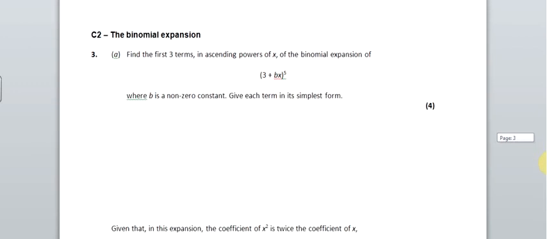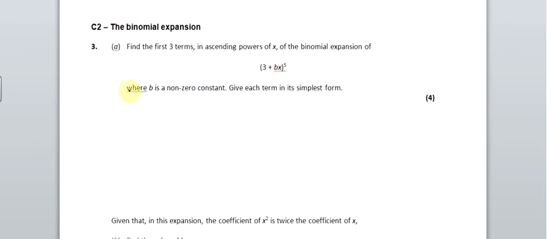Core 2, a bit of binomial before we finish. So question 3: find the first three terms in ascending powers of x of the binomial expansion of this bad boy. Give each term in its simplest form. Alright, well this isn't as bad as it looks. So the first thing is we put our binomial coefficients, which you could do from Pascal's triangle, but to be honest, it's easier this way.